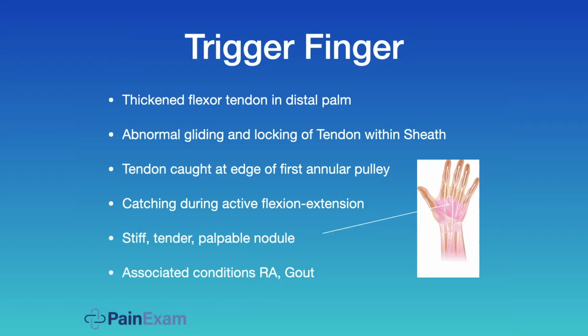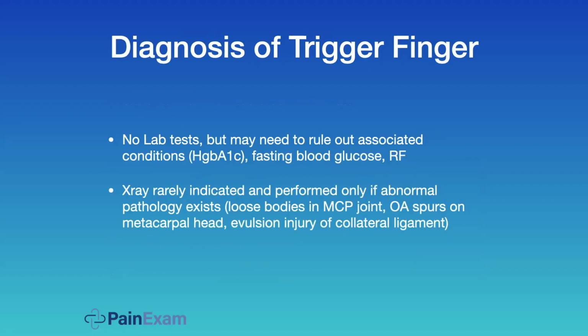Trigger finger, very common problem I see in the pain office. And trigger finger is from a thickened flexor tendon in the distal palm. There's abnormal gliding and locking of the tendon within the sheath. The finger gets caught. Oftentimes the finger will be stuck in this position. And the tendon is caught at the edge of the first annular pulley, catching during active flexion and extension. There's a stiff, tender, palpable nodule associated with rheumatoid arthritis and gout. There's no real lab test for this.